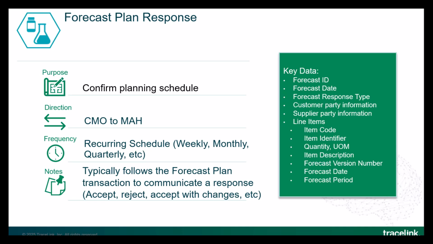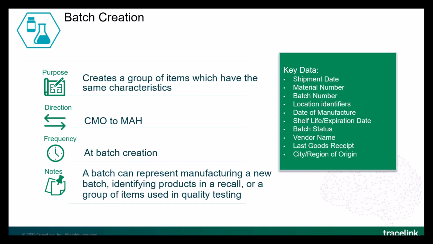Forecasting is an iterative process where a miss could mean disaster for the buyer and supplier. With an effective forecast plan response, you can align supply with demand by ensuring realistic commitments based on available resources, prevent disruptions by identifying potential material shortages before production begins, improve collaboration between MEH and CMO, enabling proactive decision-making. The next two transactions we'll look at provide inventory insight.